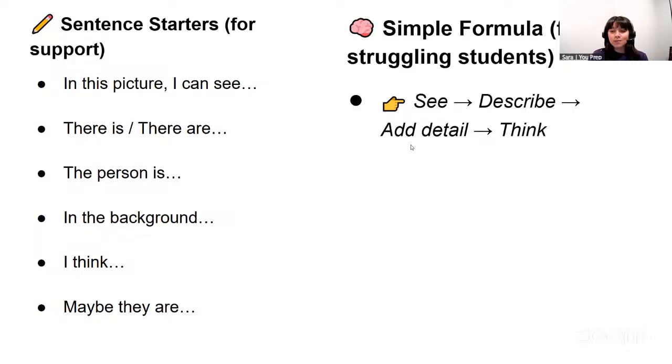I like formulas. That is, first you see, then you describe, then you add details, and then you think. So you see the picture, you describe what you see in the picture, you add details to your description, and then you think. The thinking is your inference. Don't forget, something important is that you are describing this picture for a person that is not able to see.